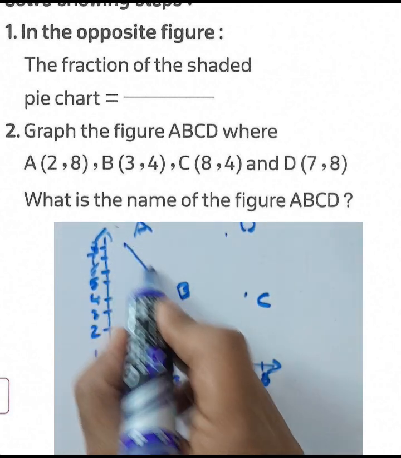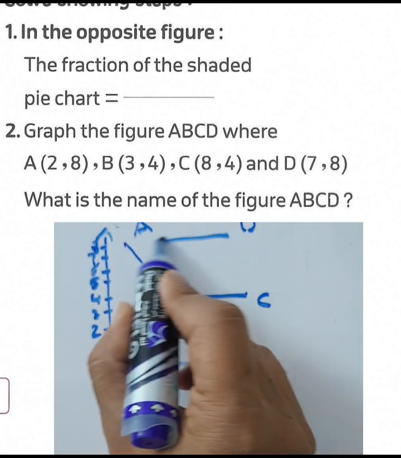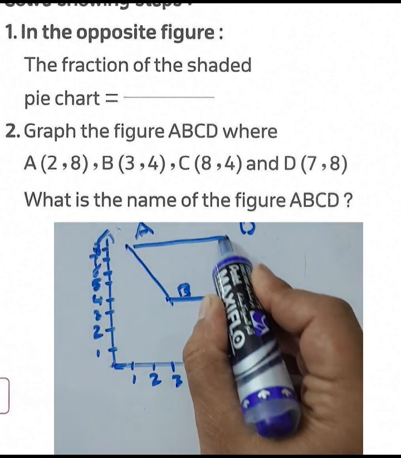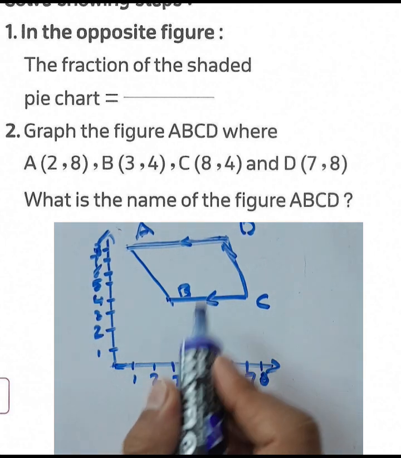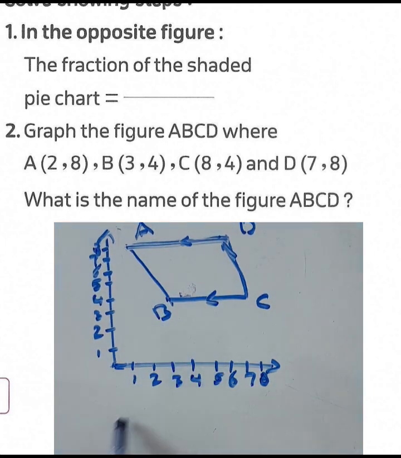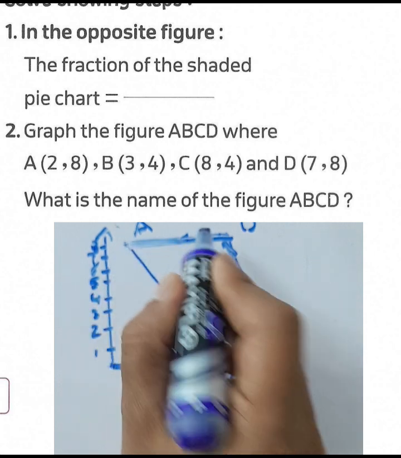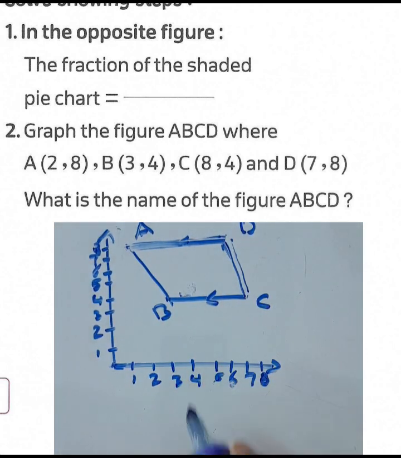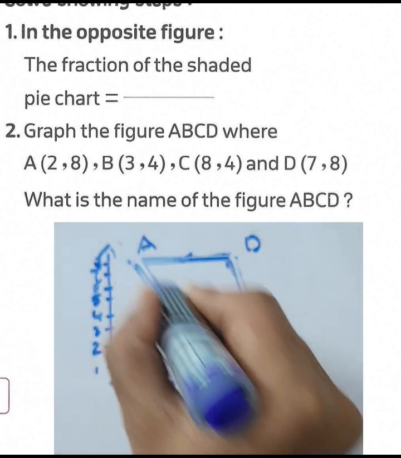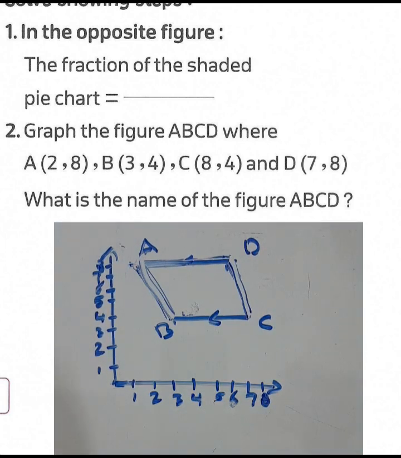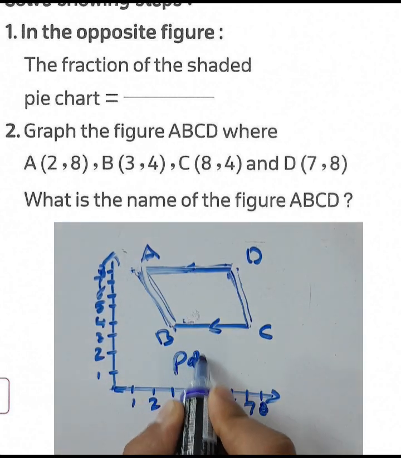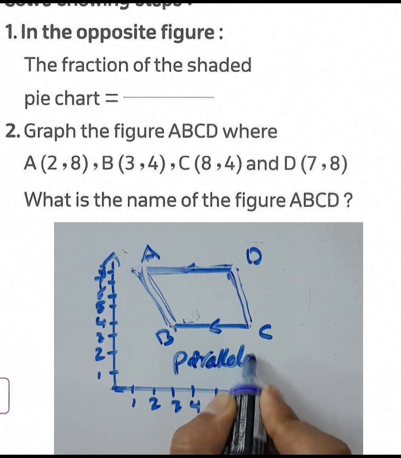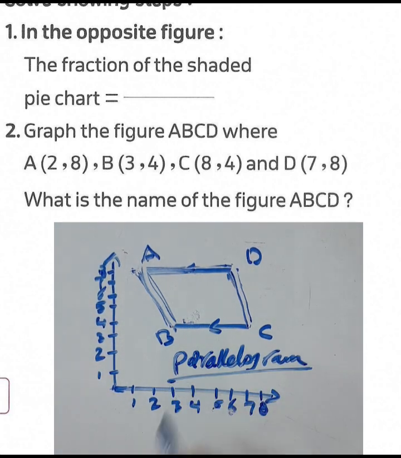A, B, C, D, we have here a parallelogram. We call it a parallelogram because each pair of opposite sides are equal in length and parallel. Okay, these are the properties of a parallelogram. We can write here ABCD is a parallelogram.